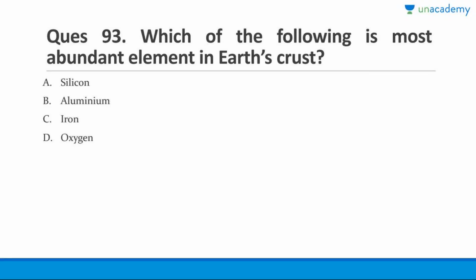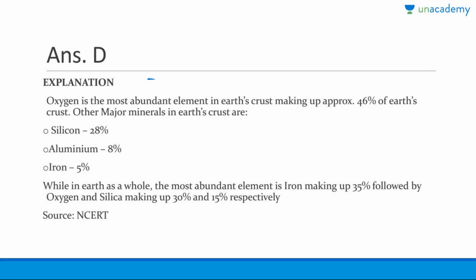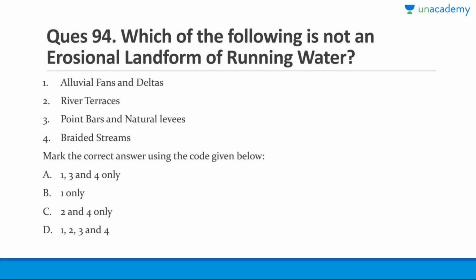Question number 93. Which of the following is most abundant element in Earth's crust? Answer here is oxygen. Oxygen is almost 50% of Earth's crust. So here answer is D. Oxygen is the most abundant element in Earth's crust, making up approximately 46% of Earth's crust. Other major elements in Earth's crust include silicon 28%, aluminium 8%, iron 5%. While in Earth as a whole, the most abundant element is iron, making up 35%, followed by oxygen and silica, making up 30% and 15%. So if they ask you crust, answer is oxygen. If they ask you Earth, answer is iron. Please remember it.